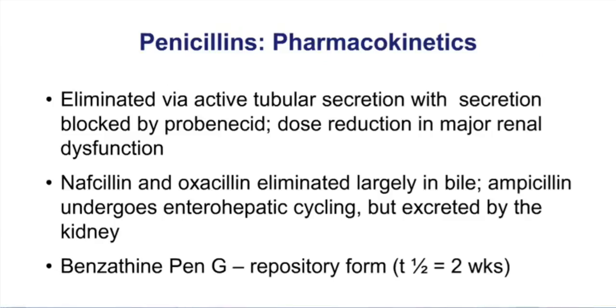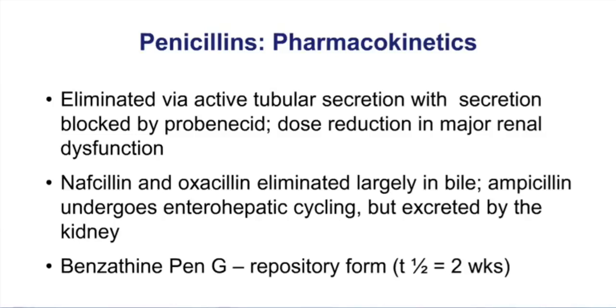When we look at the pharmacokinetics for penicillins, like most antibiotics, they're eliminated by the kidney, and that means that you're going to have to do a dose reduction in major renal dysfunction. That's a rule for most antibiotics. For penicillin specifically, they are weak acids, so they're secreted by active tubular secretion in the proximal tubule. And this secretion is actually blocked by the gout drug probenecid. Perhaps another way to think about that is in the presence of probenecid, the penicillin will last longer in the body. It will stay in the blood because it's not being secreted as effectively.